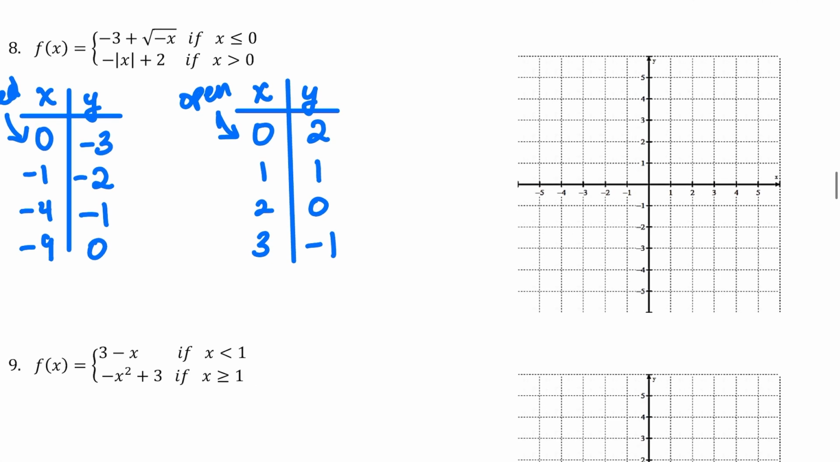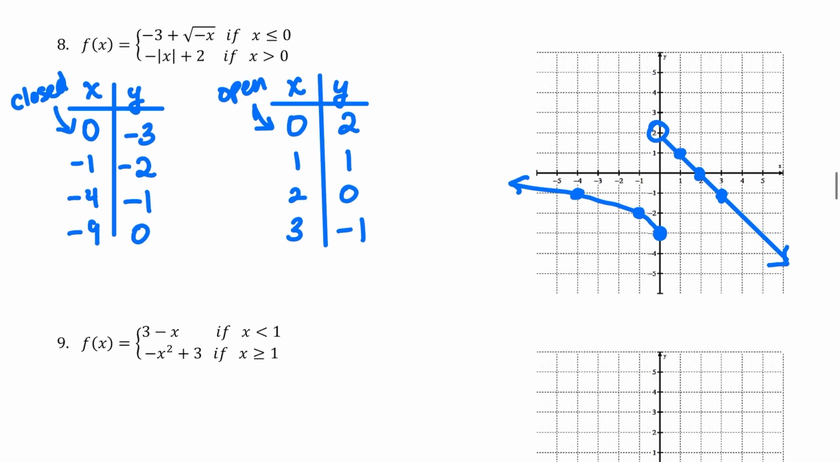And you can keep plugging in numbers if you want to, just to make sure that you're doing that correctly, but I'm just going to go ahead and plot those. So (0, -3) was a closed circle, (-1, -2), (-4, -1). And again, my table has more values, but I don't have enough room on my graph, so I just know it goes like that. Then (0, 2) we said was an open circle, and then (1, 1), (2, 0), and (3, -1). Again, what you could do is use your function transformations that you learned in Algebra 1 and Algebra 2 and erase the piece of the graph that you don't want.